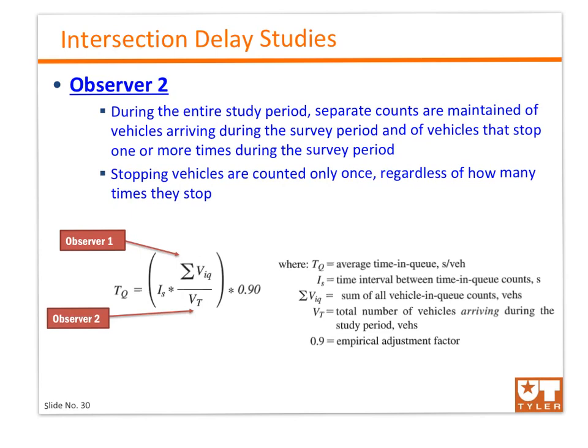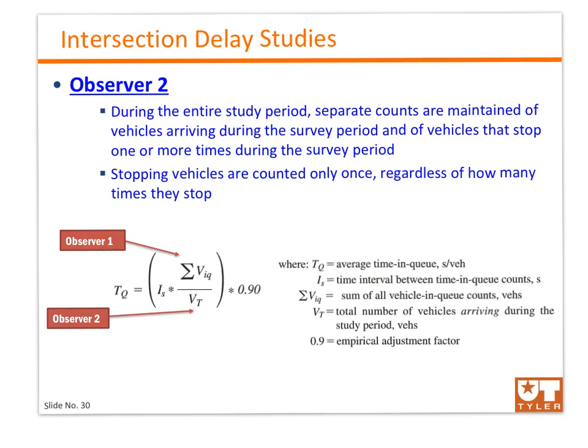So now, how are we going to connect what we measure from observer 2 and observer 1 together? TQ, that's the average time in queue, measured in seconds per vehicle, and that can be calculated from what we measured and collected from observers 1 and 2.